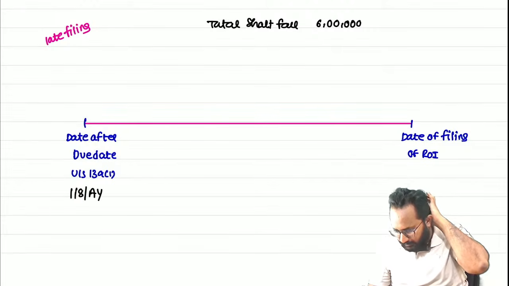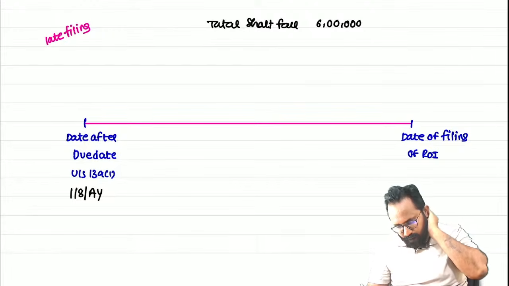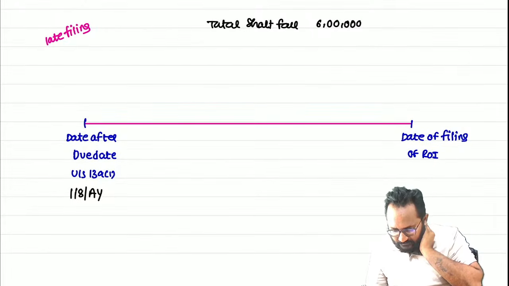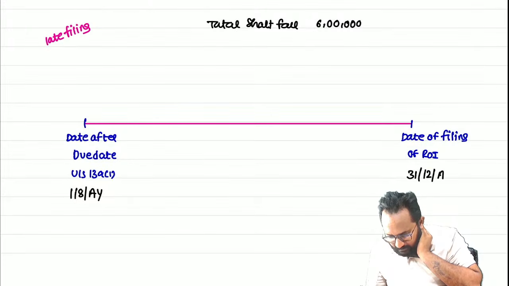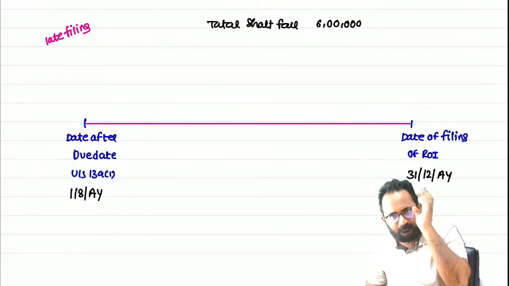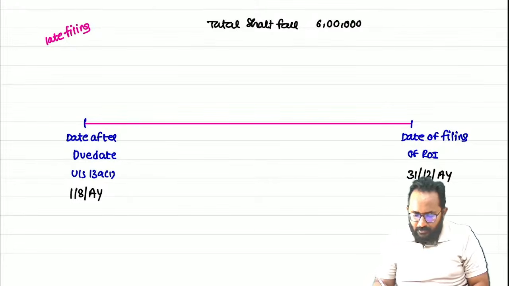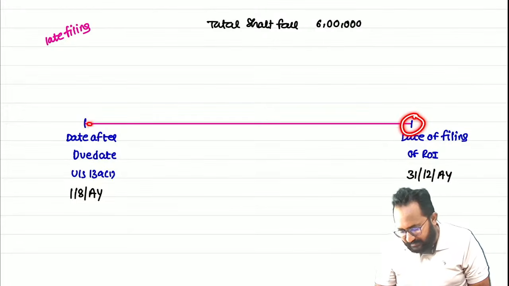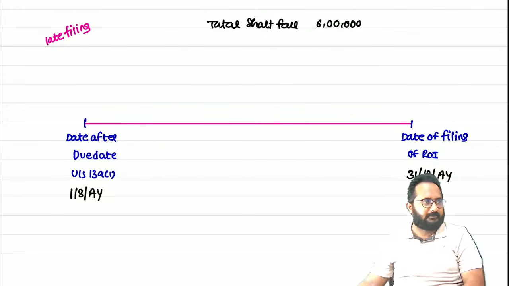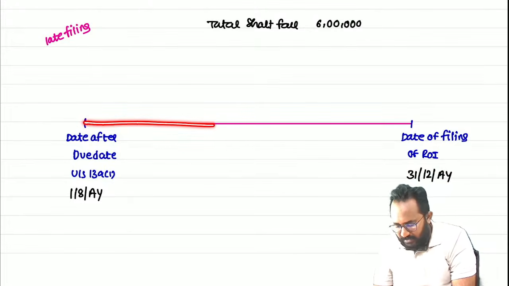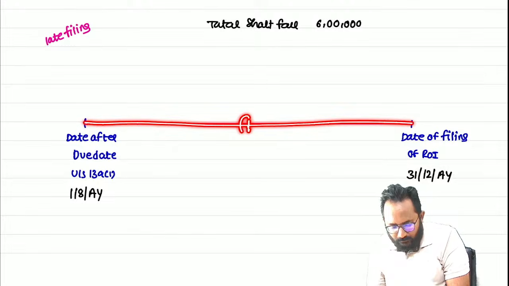You file the return on 30th or 31st December of the assessment year. How many months? August, September, October, November, December: 5 months. If he filed a return on this date, how many months late happened? 5 months. Okay, if he paid any self-assessment tax in between this period, now we can break down the period.